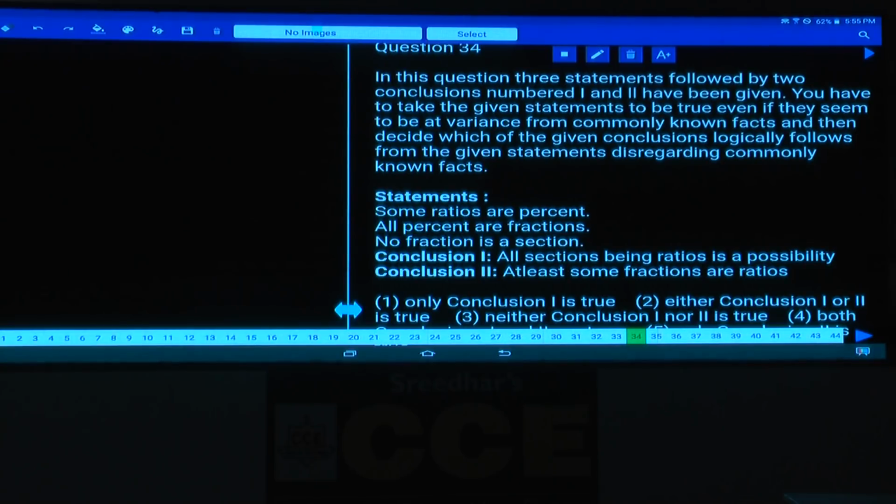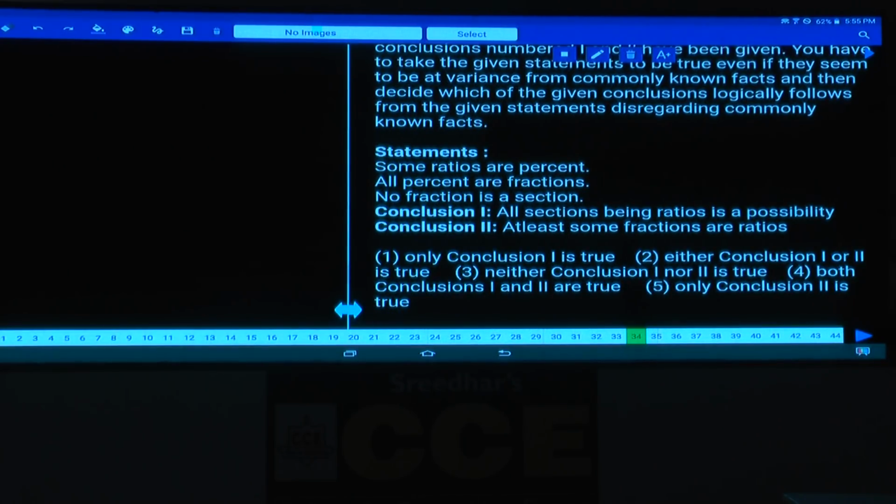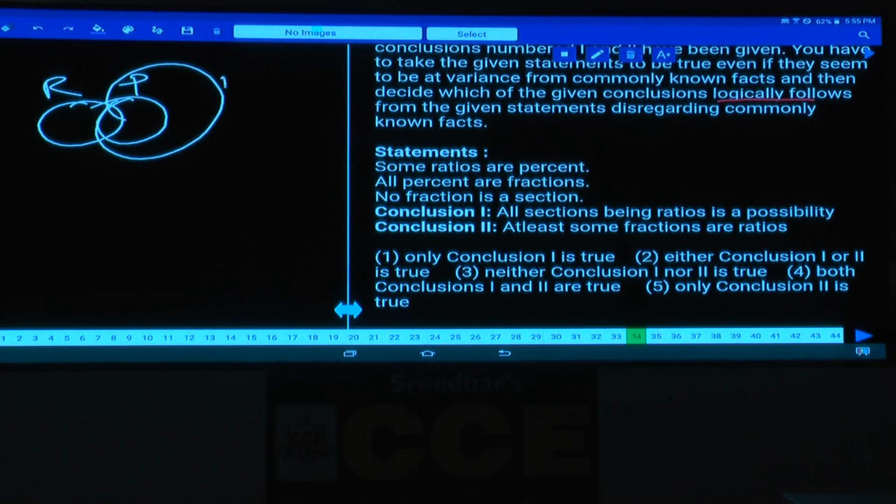Then question number 34 onwards. Now 34, some ratios are percent, logically follows. Now the questions about logically follows: some ratios are percent, all percents are fractions, no fraction is a section.